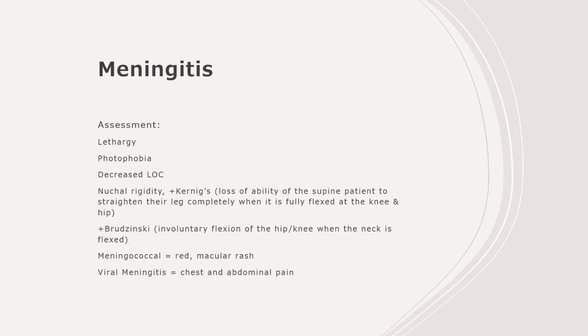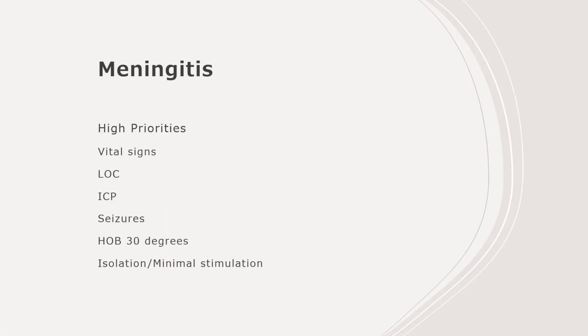There are 2 different, very specific types of meningitis that have their own classic symptoms that accompany them. One of them is meningococcal meningitis. That is accompanied by a red and macular rash, and is highly, highly contagious via droplet. And then we have viral meningitis, which tends to have chest and abdominal pain that accompanies, in addition to these other symptoms that you see.